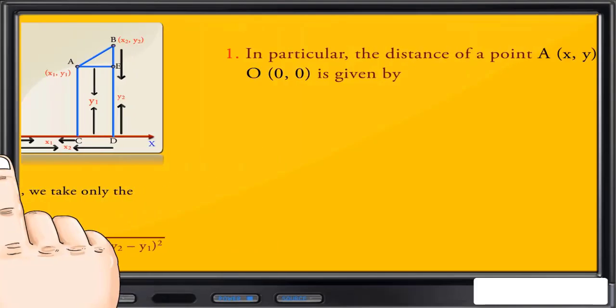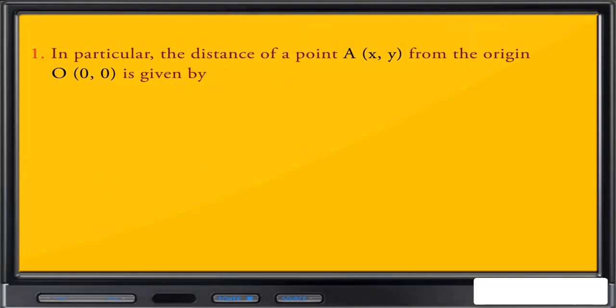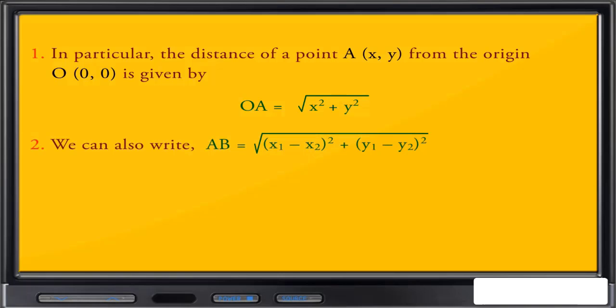The points to be remembered. 1. In particular, the distance of a point A whose coordinates are x, y from the origin O whose coordinates are 0, 0 is given by OA is equal to under root of x square plus y square. 2. We can also write AB is equal to under root of whole square of x1 minus x2 plus whole square of y1 minus y2.